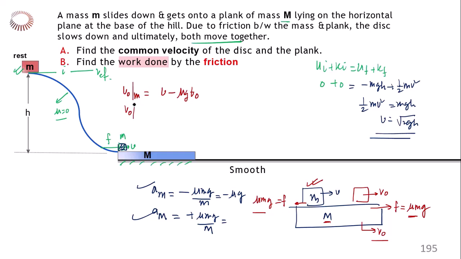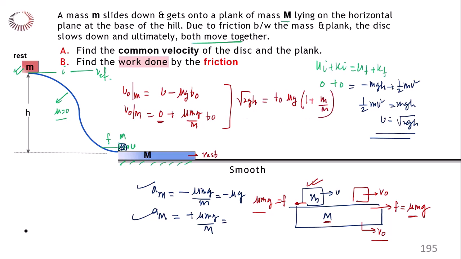Now the V naught value for the capital M should be equal to 0 plus mu mg by capital M into T. Why? Because the particle capital M is initially at rest. So these two numbers are equal. What is V? V equals root 2G, that is also known. If I solve these two equations, I get root 2GH equals T naught, take mu G common, which equals 1 plus small m by capital M.